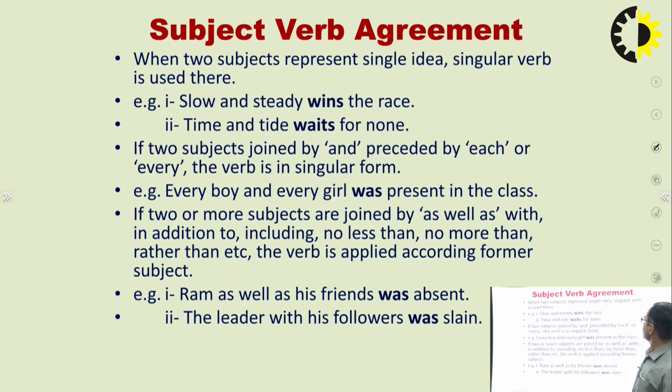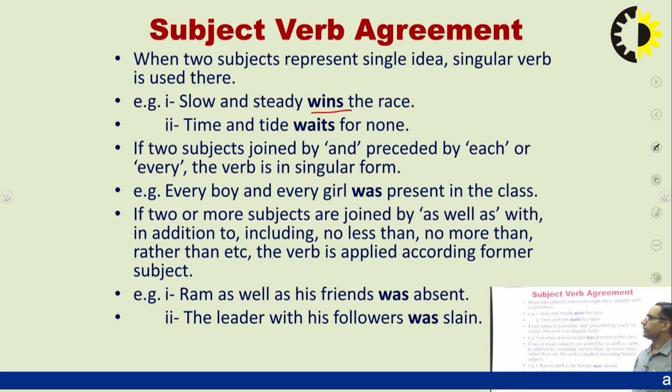So now the next rule. When two subjects represent a single idea, a singular verb is used there. Single idea. Example is given: Slow and steady wins the race. Singular, wins. Time and tide waits for none. Actually here time and tide are not two things. Opportunity. Opportunity waits for none.